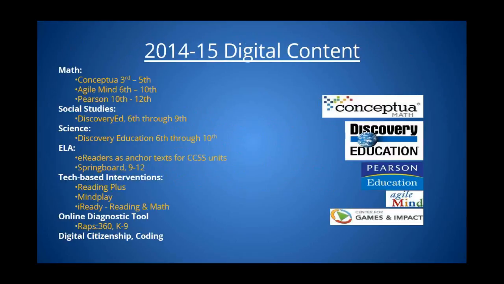Just a quick overview of some of those quality content providers that I mentioned earlier, which we've identified through the course of 5 years. I mentioned Discovery Ed, Agile Mind, Springboard. We felt very confident in what we've selected, and we had to let go of a lot. This represents 5 years of selection; there are a lot of other items that are no longer on this list because they didn't meet our needs.